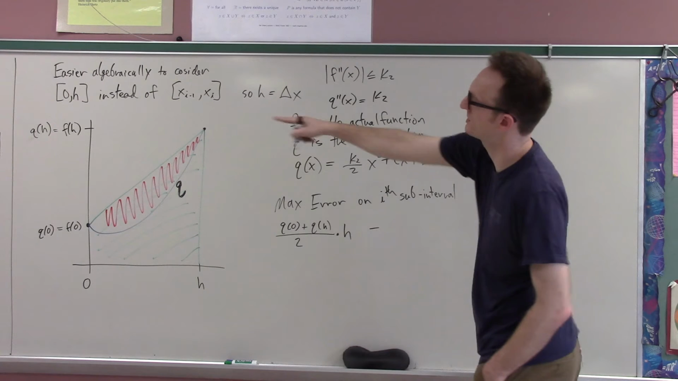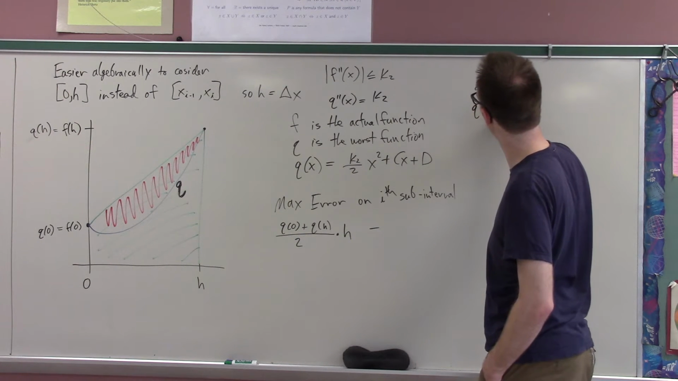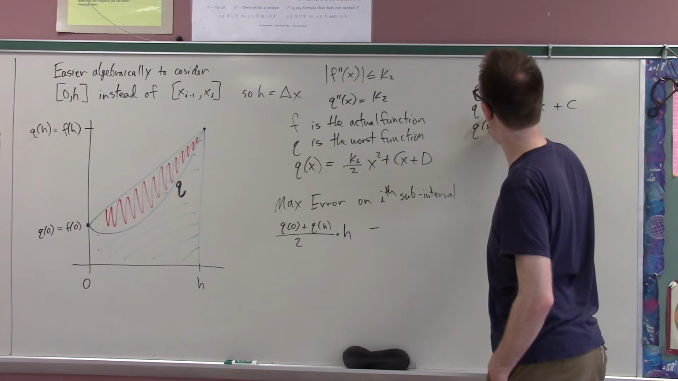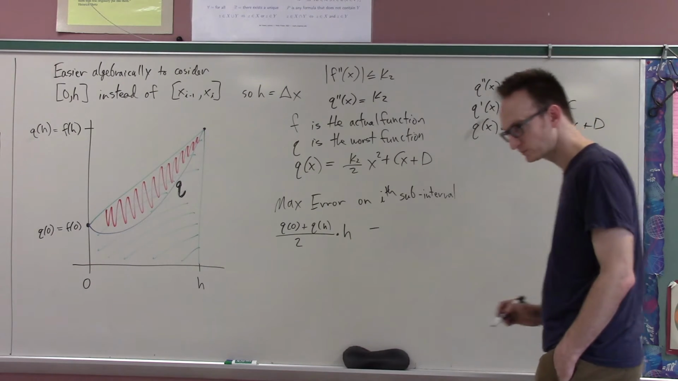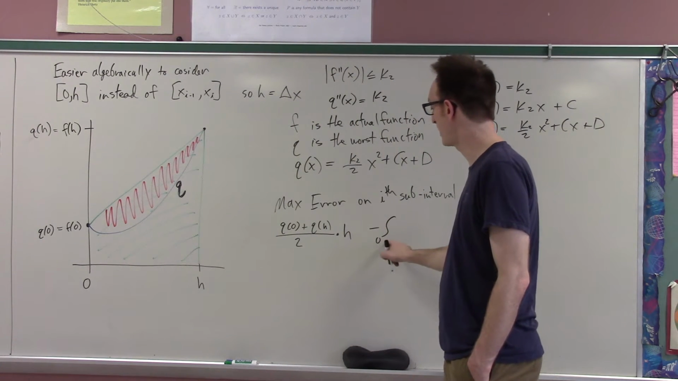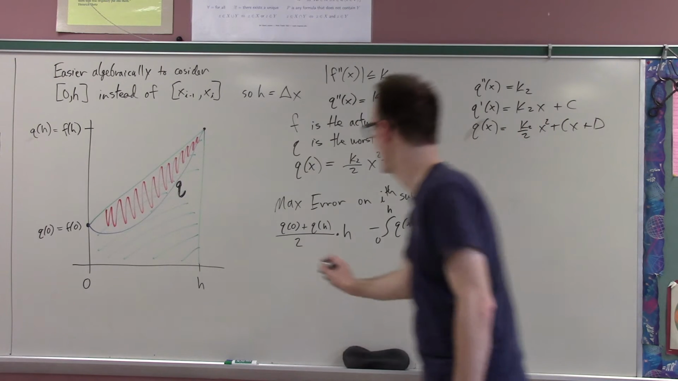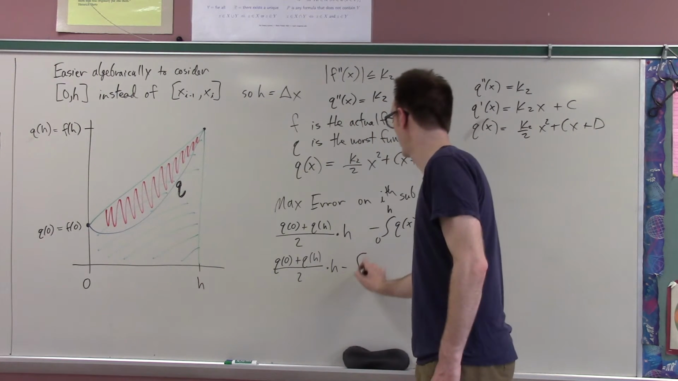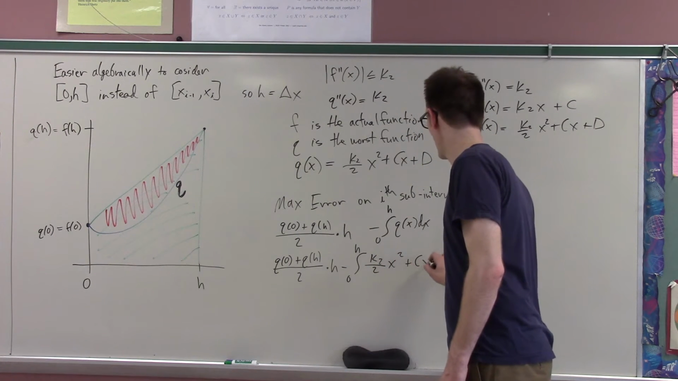And then we're going to subtract out the area under the Q function. And what is the area under the Q function? Well, we did it over there. I guess I could do it again. If the Q function has constant derivative K2, then what does Q look like? Well, its derivative must be K2x plus c, and then the function itself, Q, has to be K2 over 2 x squared plus cx plus d. So now we are going to subtract out the integral from 0 to h of the Q function. That's going to be Q0 plus Qh over 2 times h, minus the integral from 0 to h of K2 over 2 x squared plus cx plus d.